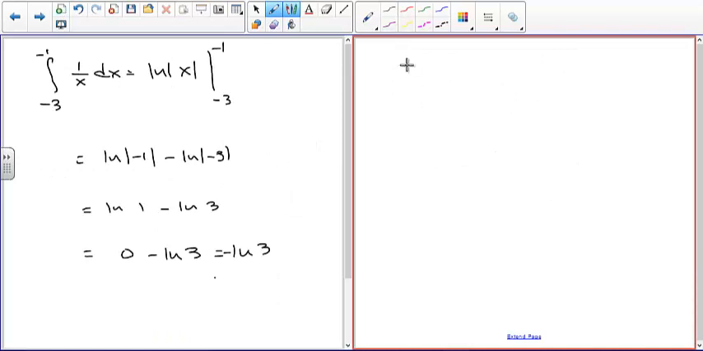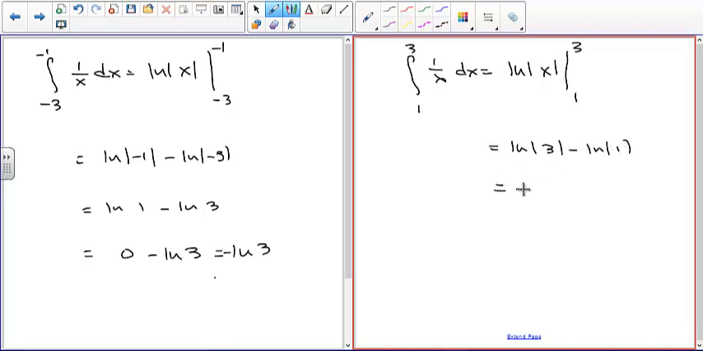Okay, so if I did the same thing from 1 to 3 of 1 over x dx, then I'd have the natural log of the absolute value of x between 1 and 3. And you can see under those circumstances, the absolute value really doesn't change anything because the absolute value of a positive number is just the positive number. So I'd have the natural log of 3 minus the natural log of 1. Natural log of 1 is 0, so I get the natural log of 3.